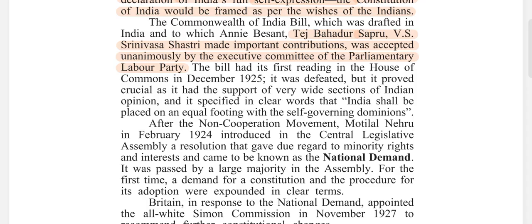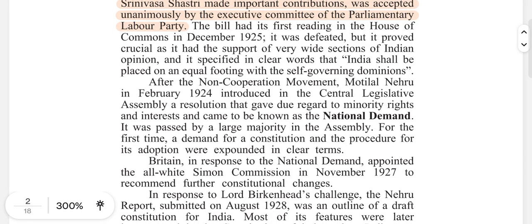After the non-cooperation movement, Motilal Nehru in February 1924 introduced in the Central Legislative Assembly a resolution that gave due regard to minority rights and interests, and came to be known as the National Demand. It was passed by a large majority in the Assembly. For the first time, a demand for a constitution and the procedure for its adoption were expounded in clear terms.